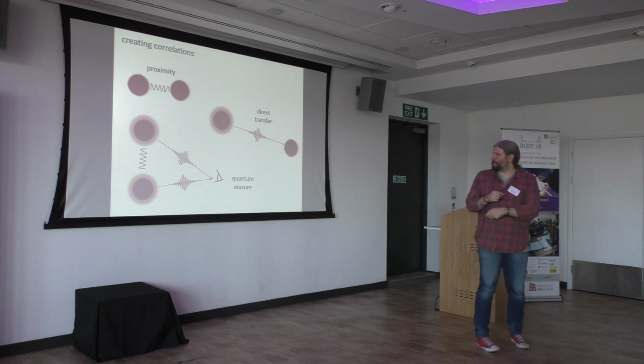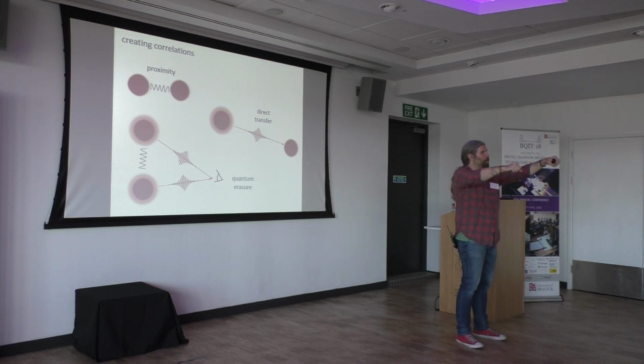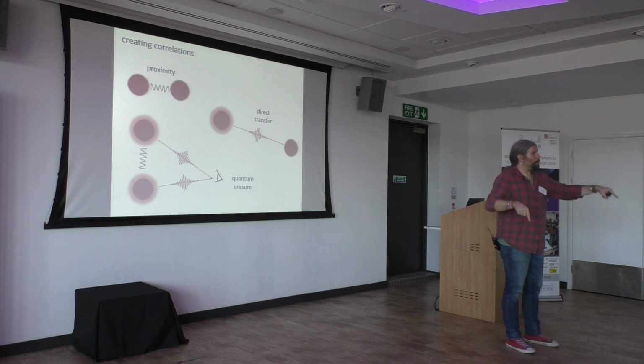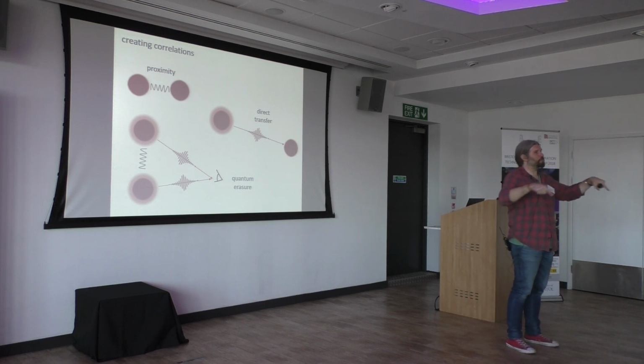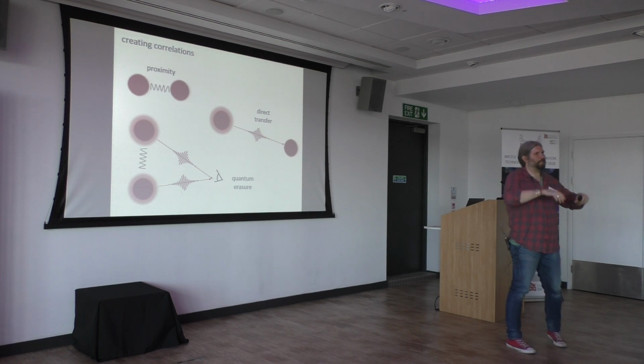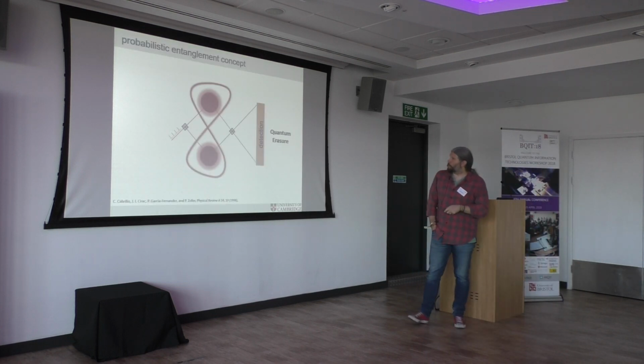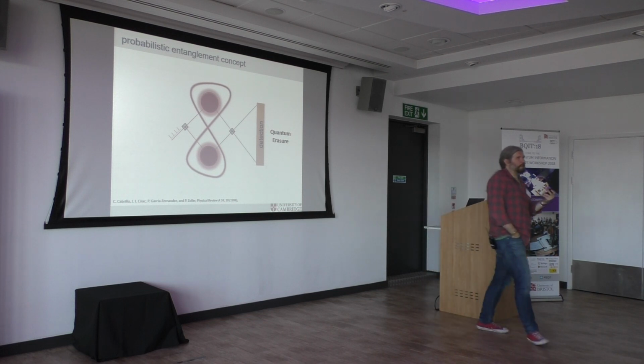So imagine this third party is the puppetmaster with all the possible, say, qubits, for example, and you can pairwise pick any two qubits to create some sort of correlation. And all you have to do is see them all, have your strings attached to each one. So that concept actually is the probabilistic entanglement generation concept.